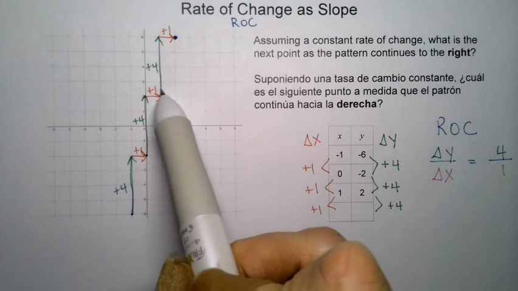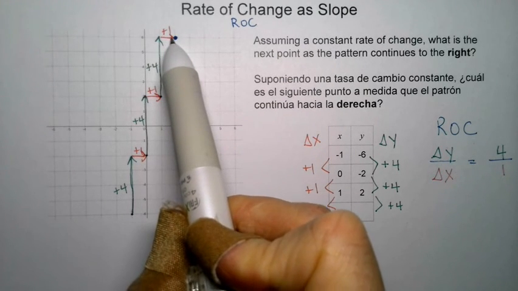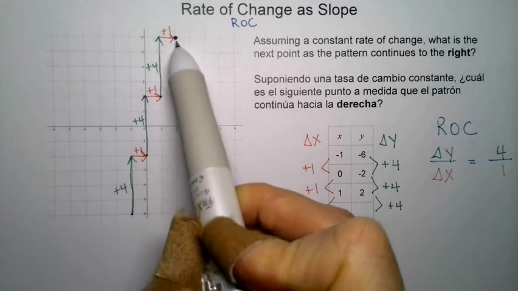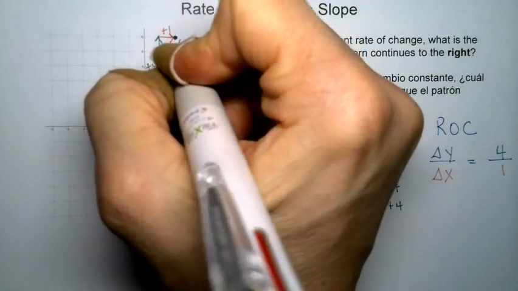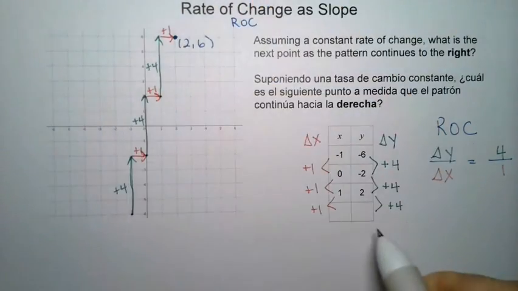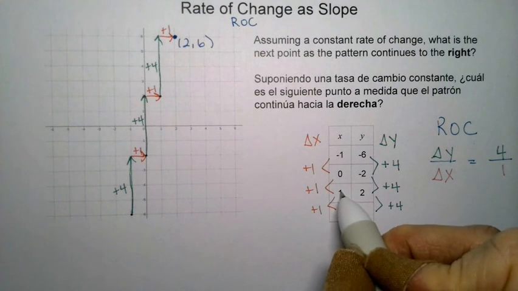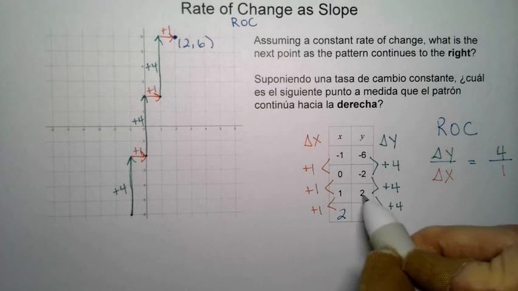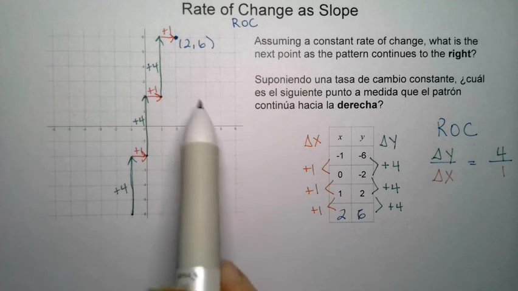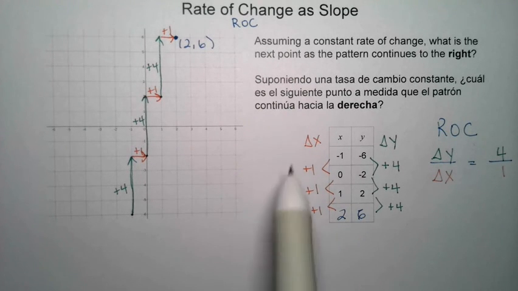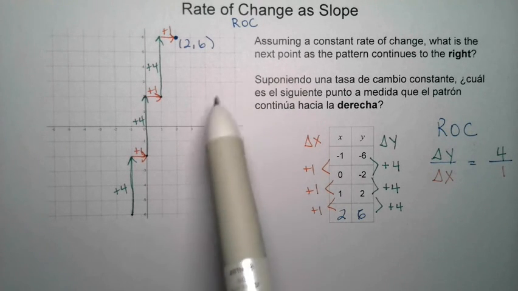So we continue our rise of 4 and our run of 1 to see that we get a point right here, which is at 2, 6. And you can see in our table, if I add 1 to 1, I would get 2, and if I add 4 to 2, I would get 6. So it comes out the same whether we're thinking about it as a rate of change in a table or a slope on a graph.